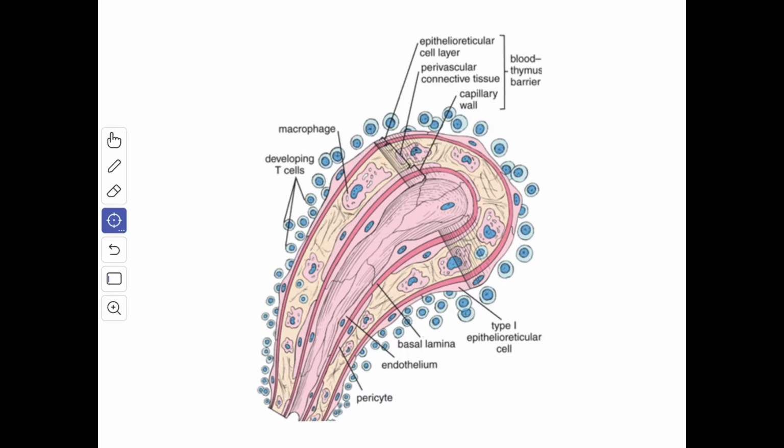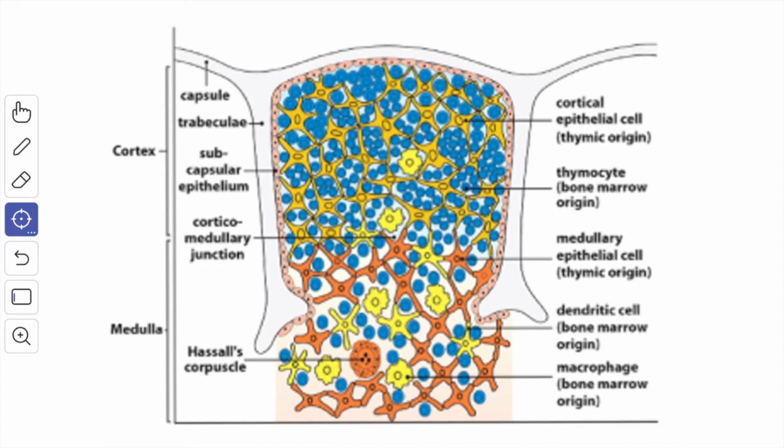In this picture, you can see the epitheliocytes that form the reticulum, and this is the blood-thymus barrier. This is the capillary wall and this is the perivascular connective tissue, and this is the epithelio-reticular cell layer, and these are the developing T lymphocytes. This barrier prevents the antigen which is present in the blood from reaching the lymphocytes which are present in the thymus.